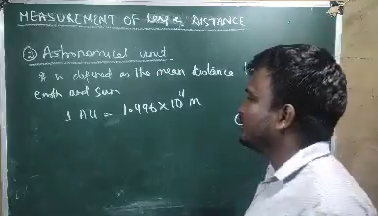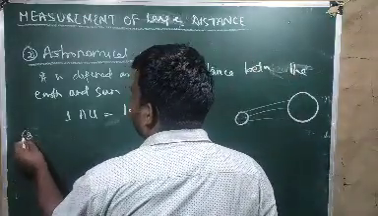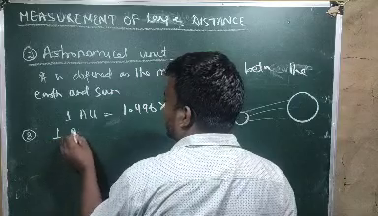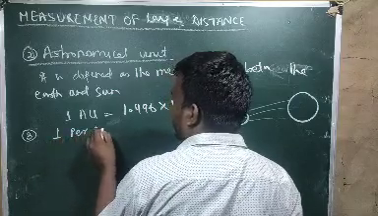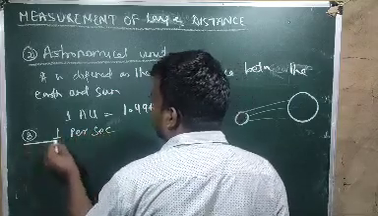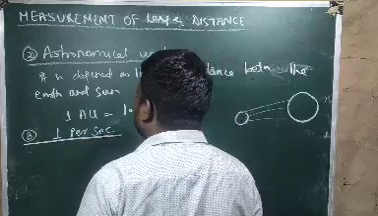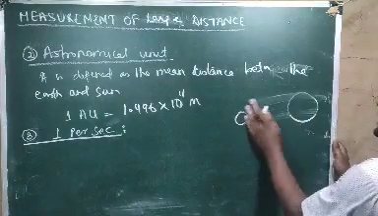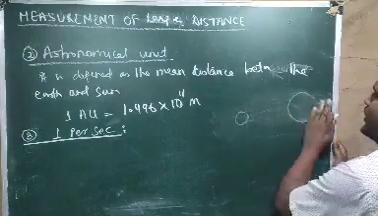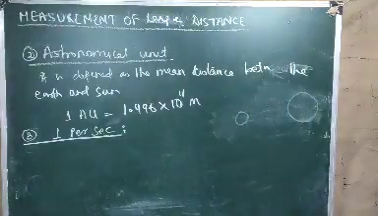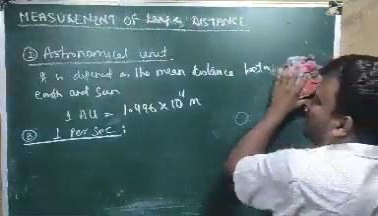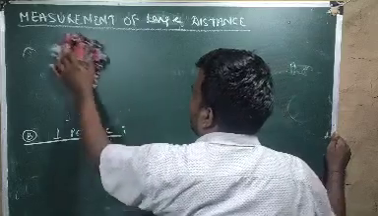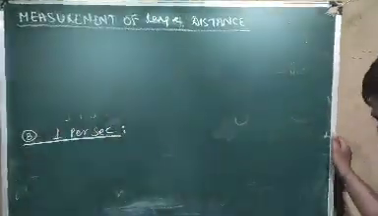Now the third one is 1 parsec. So what is a parsec? To explain parsec, I have to explain the division of the angle.